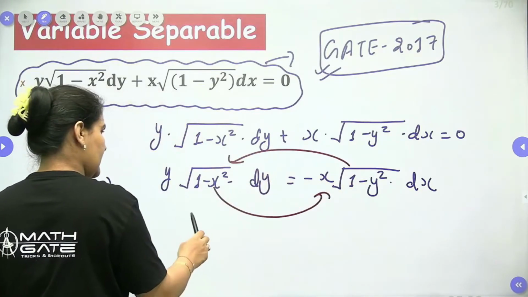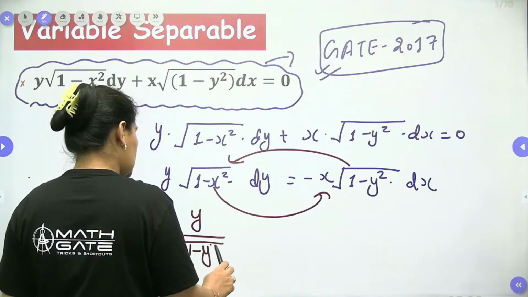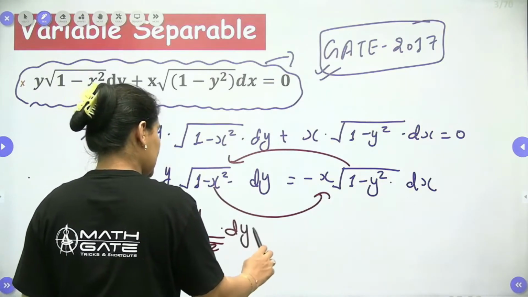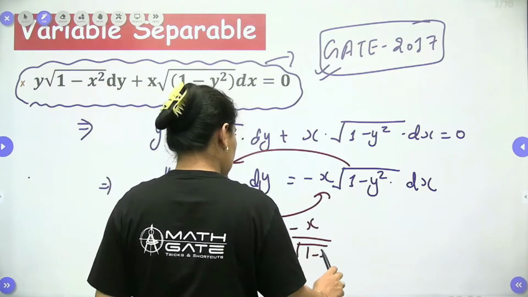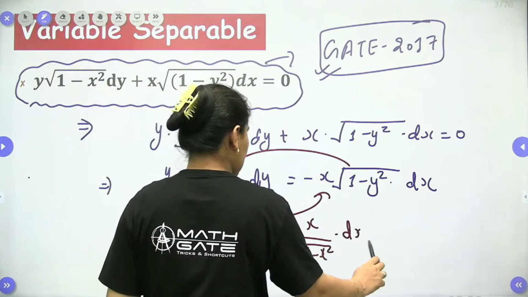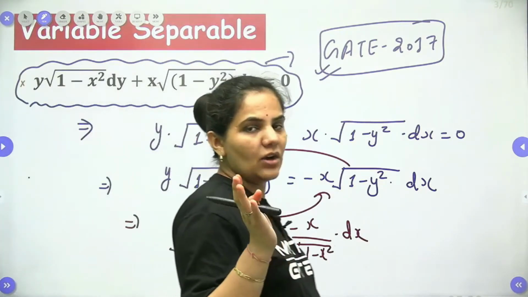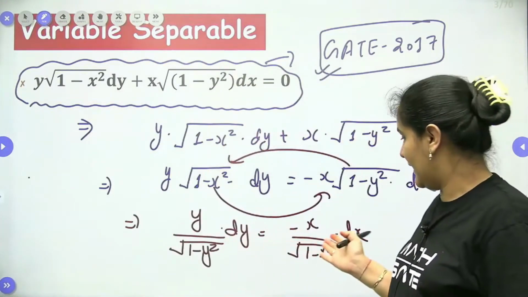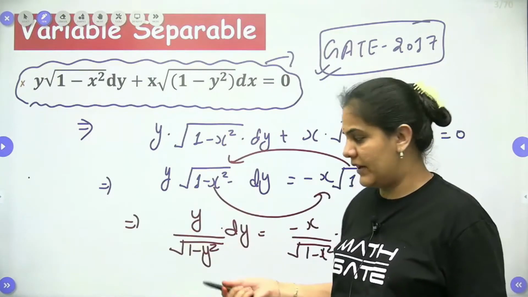So when we transfer, it will become y by root of 1 minus y square dy, minus x by root of 1 minus x square dx. Now we are getting some clarity in our mind that all the x terms are together on the right hand side and all the y terms are together on the left hand side, right?